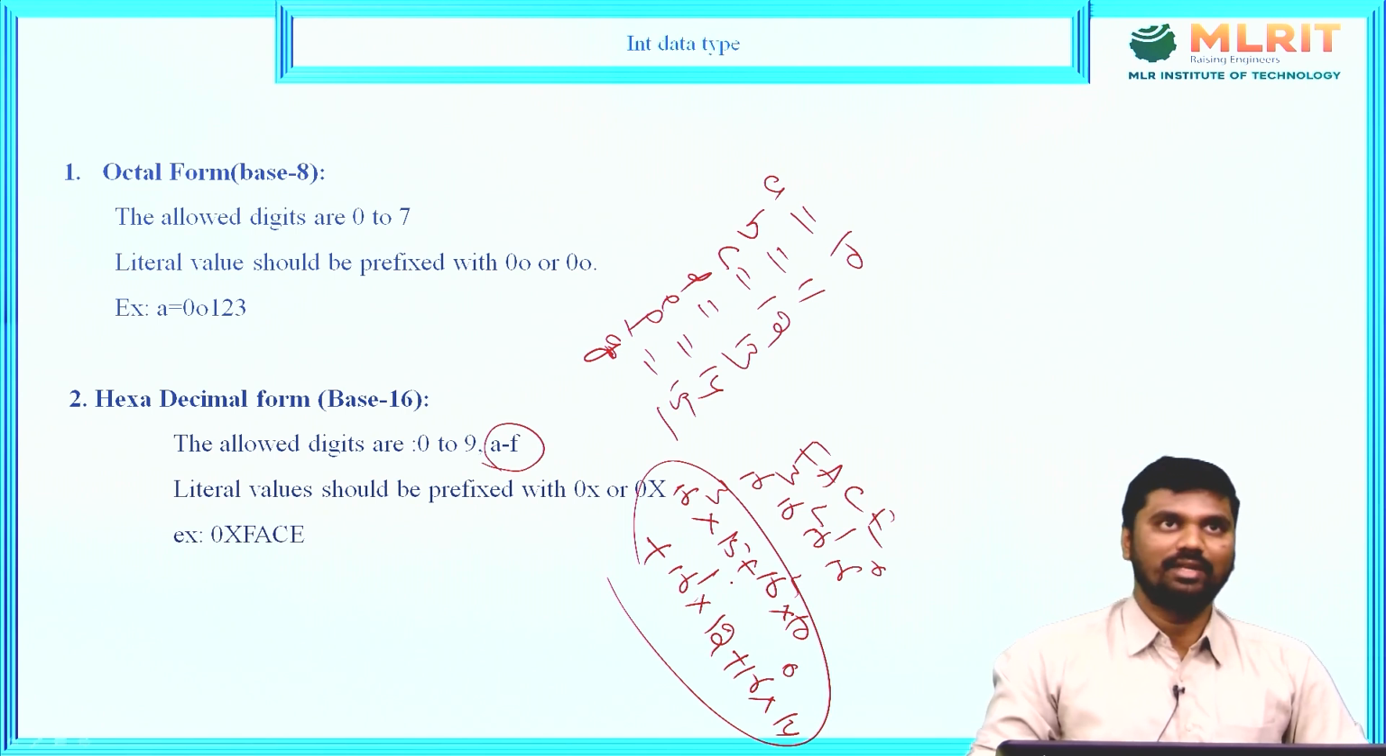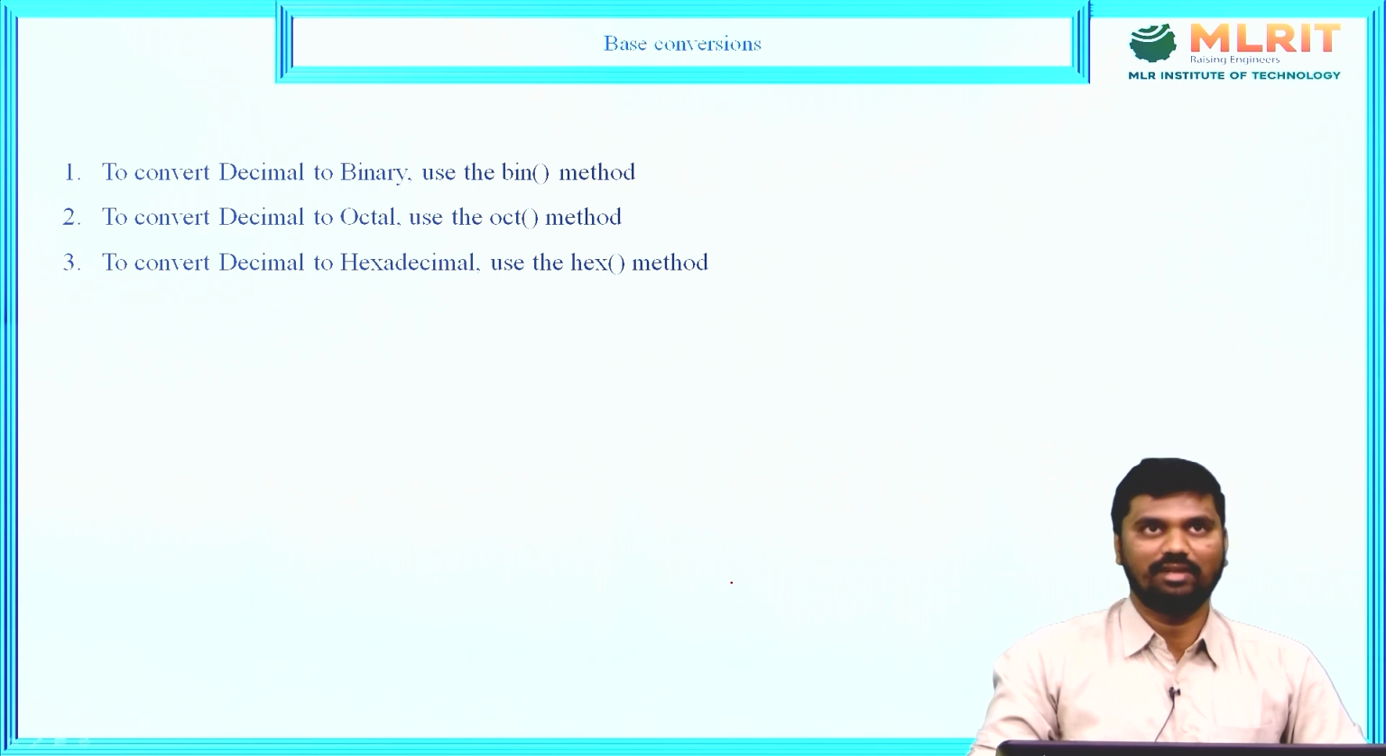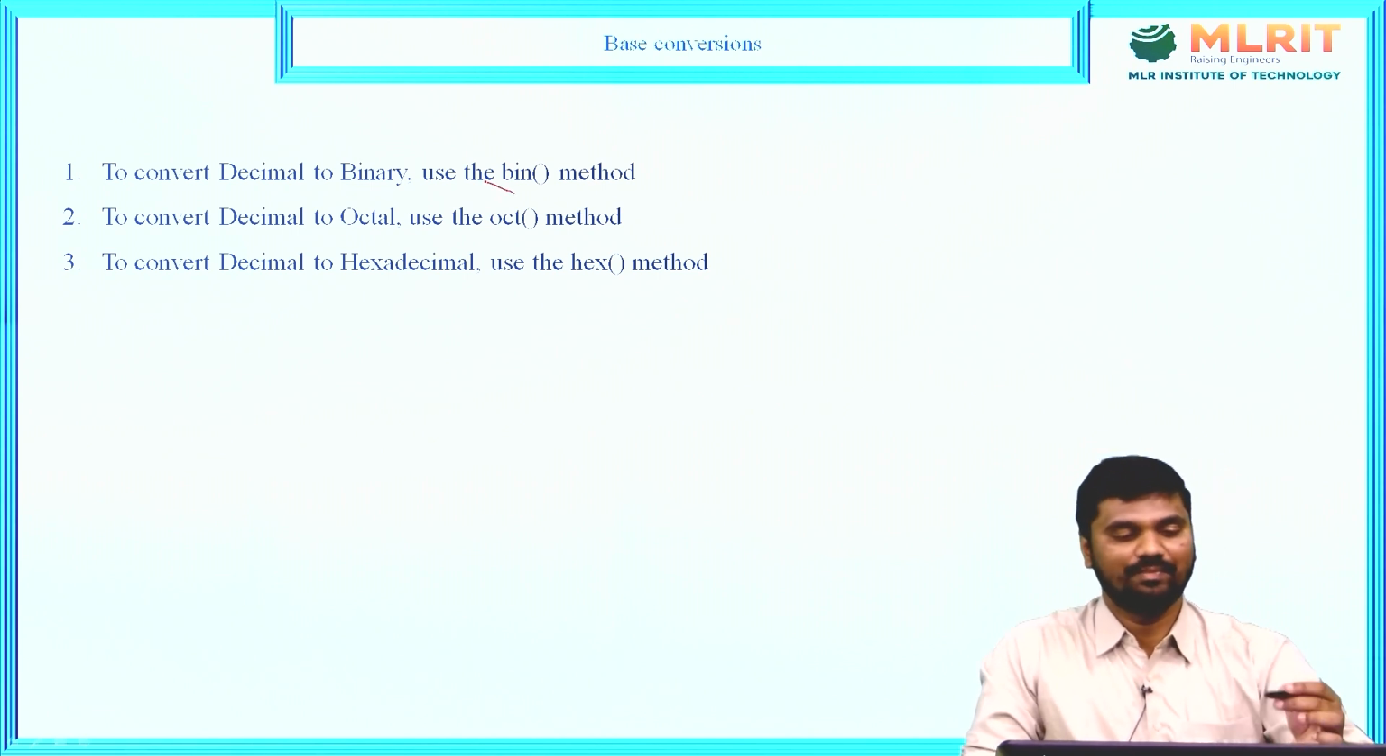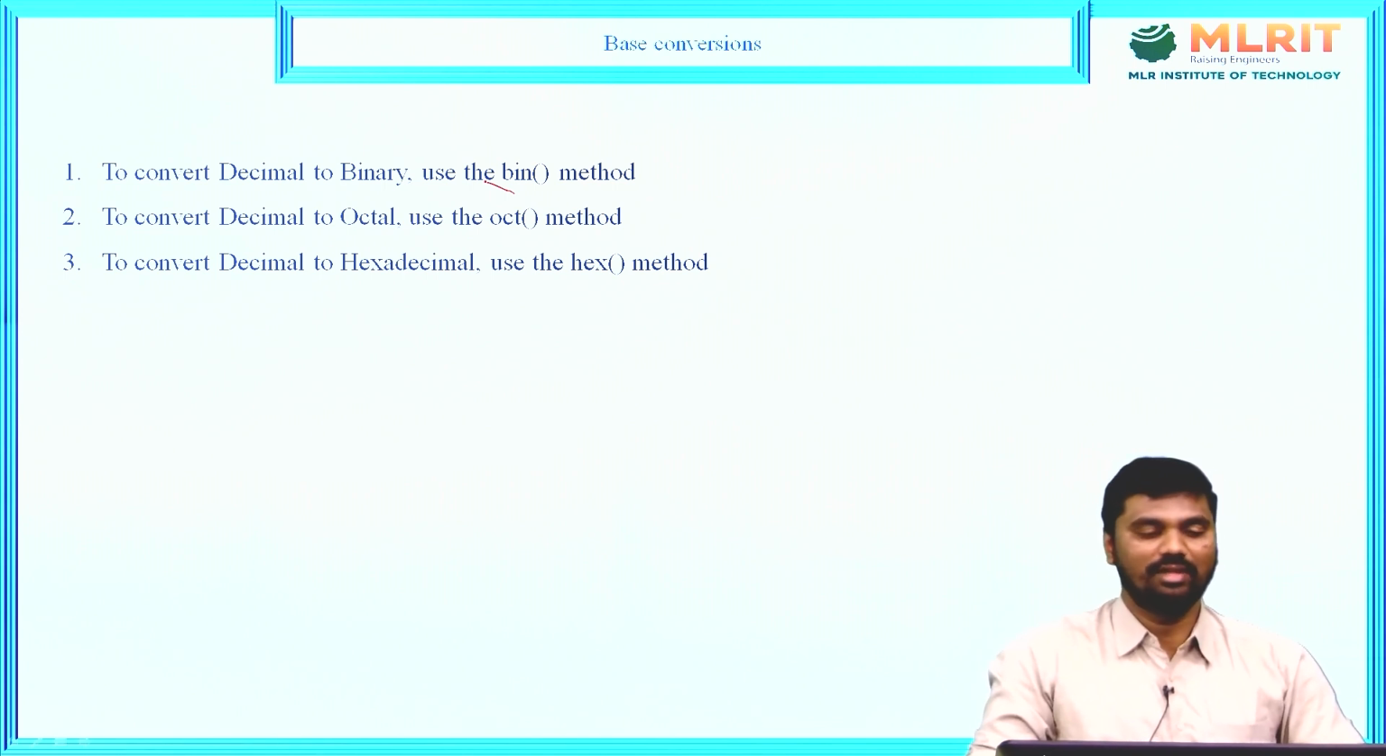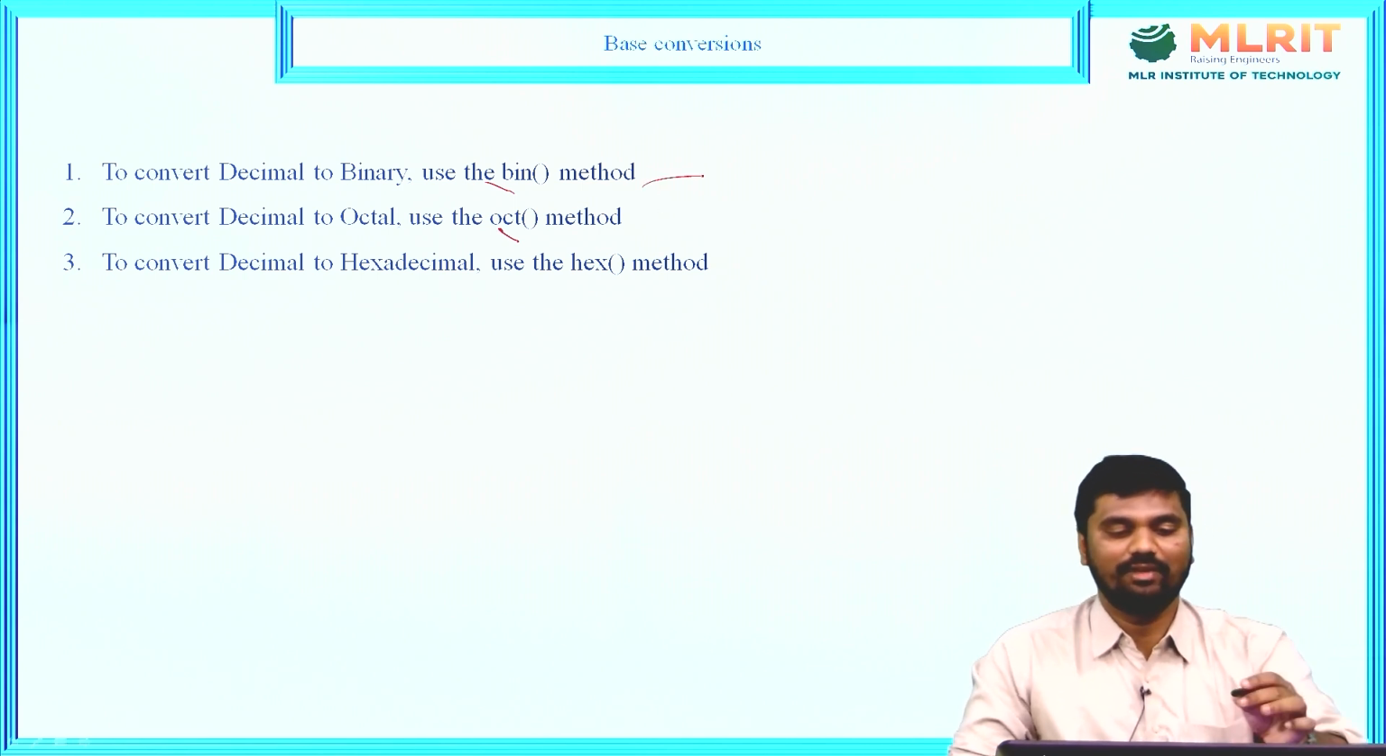Next, in this representation, we have some conversions, that we can call base conversions. For that purpose, we have some built-in functions, that means Python provides built-in functions. If you want to convert a number from decimal to binary, then use the bin function. If you want to convert decimal to octal, then use the oct function. And if you want to convert decimal to hexadecimal, then you have to use the hex function. These are all built-in functions in Python, already available in the Python library. First we will see an example for the bin function.